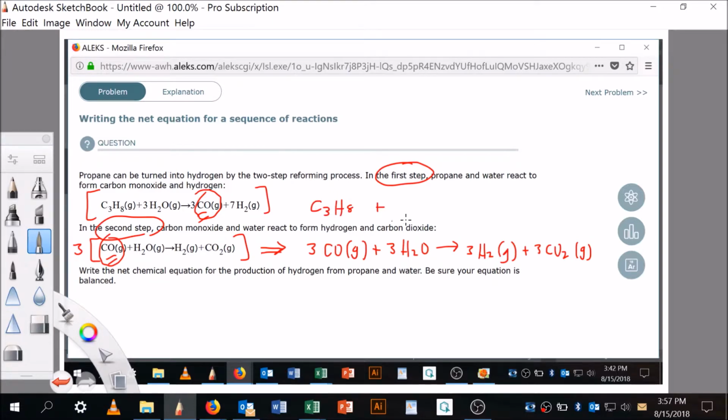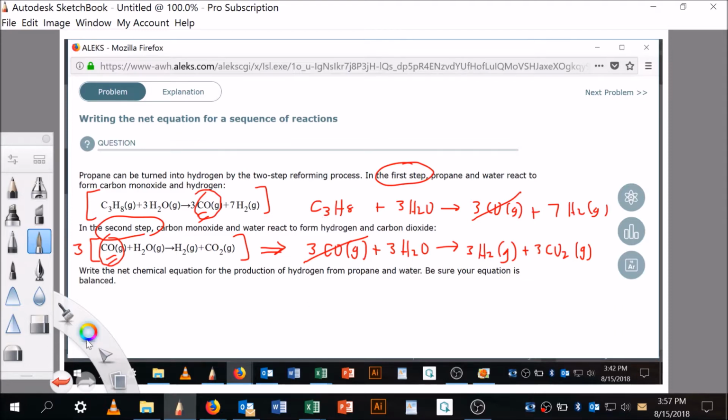C3H8, because we'll see that this will cross off with that, right? Watch, 3 H2O produces 3 carbon monoxides, which have to all get consumed because it's an intermediate, plus 7 H2 gases, okay? Now I can see immediately, because I did this on purpose, right? I'd multiplied it by 3 so that these would cross out. Now that I have that, it's a much simpler question.